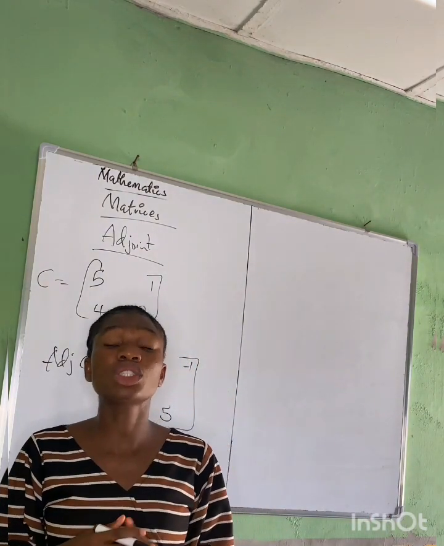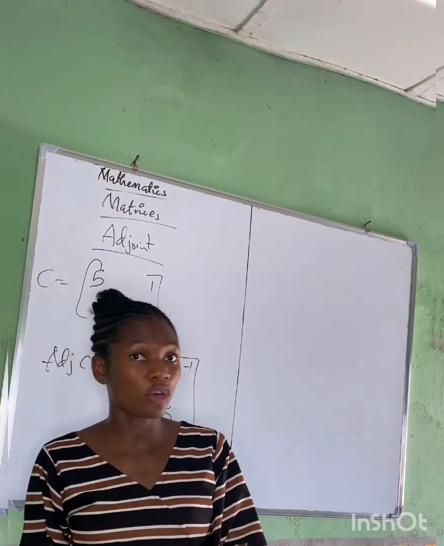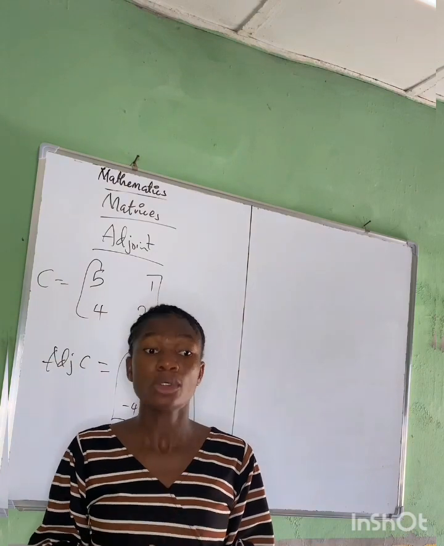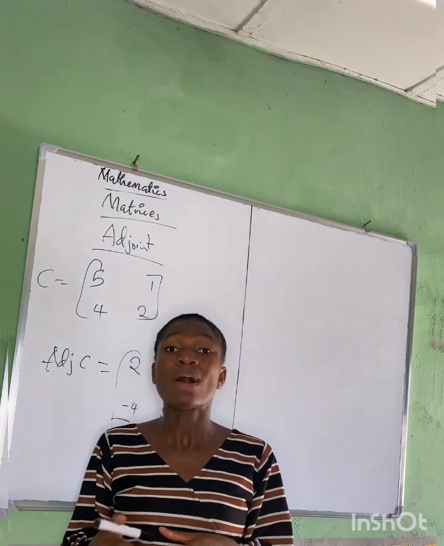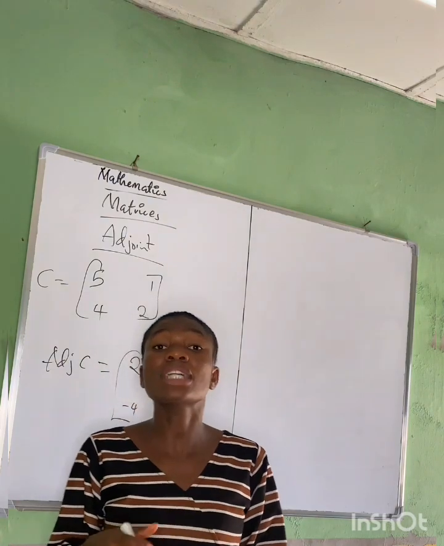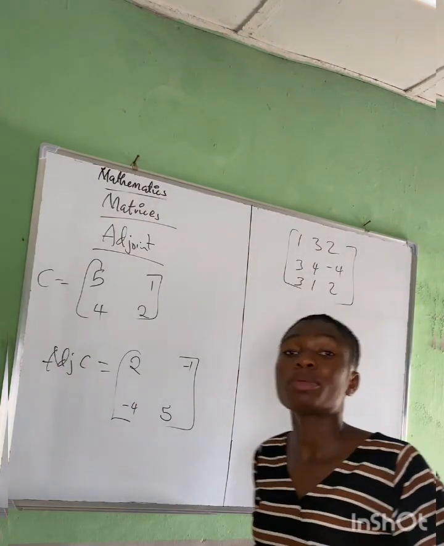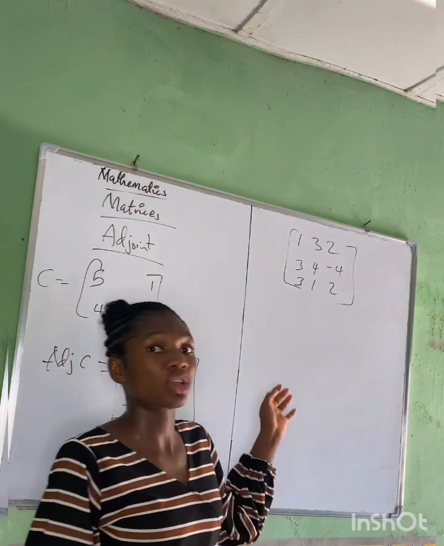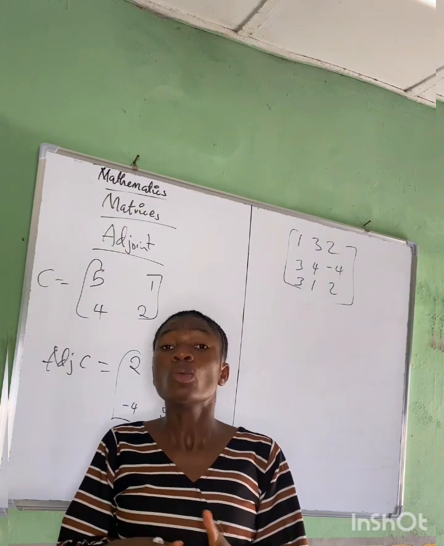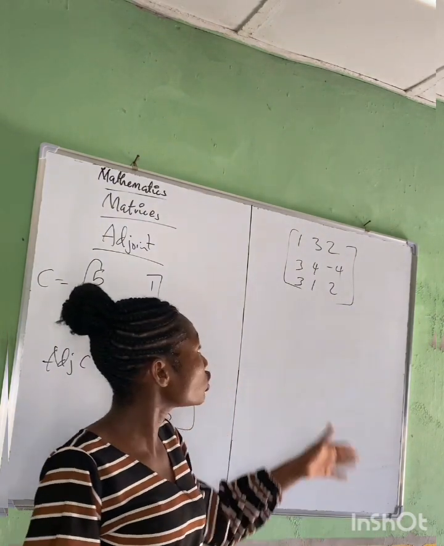Now when we go to the 3 by 3 matrix, our adjoint is simply the transpose of the cofactors. In our previous videos we have seen transpose and cofactors. In fact, we are going to be using the example from our cofactors video, so that you'll be able to watch with us. What we do is that when we have gotten our cofactors, then we transpose.